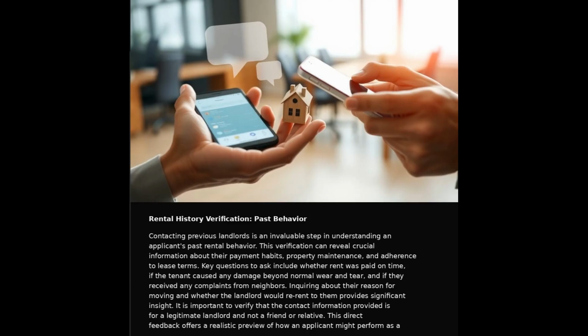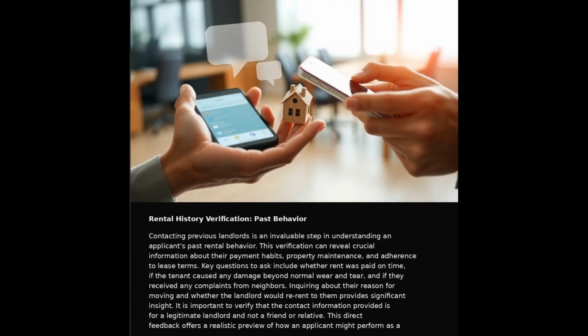Past behavior. Contacting previous landlords is an invaluable step in understanding an applicant's past rental behavior. This verification can reveal crucial information about their payment habits, property maintenance, and adherence to lease terms. Key questions to ask include whether rent was paid on time, if the tenant caused any damage beyond normal wear and tear, and if they received any complaints from neighbors.